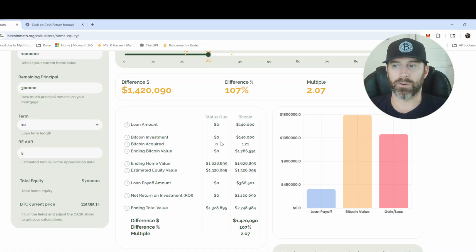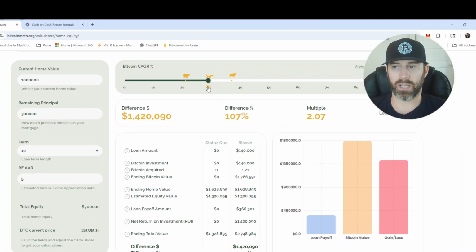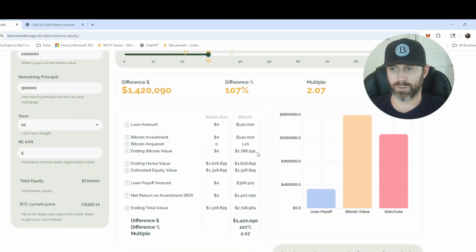So we took a $140,000 loan and we bought Bitcoin with it at a spot price of $115,355. That got us 1.21 Bitcoin, which after 10 years, appreciating at 29% compound annual growth, produced an ending Bitcoin value of roughly $1.78 million.